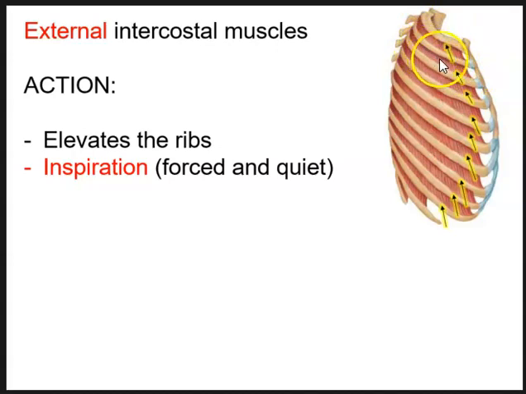So the action of the external intercostal muscles includes elevating the ribs, especially during inspiration, both forced and quiet inspiration. This elevation of the ribs allows for an increase in the volume within the thoracic cavity to accommodate the incoming air that we are breathing in through our respiratory tract. So here we can see these arrows pointing upwards. When the external intercostal muscles contract, again, the ribs will be elevated.